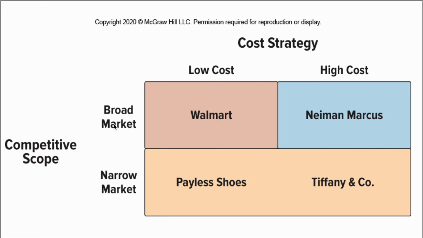When we're looking at multinational companies, by definition, they fall into the broad market category. You don't get to be a global company by focusing on a specific niche. On the other hand, regional companies or companies that just focus on one type of product would fall into the narrow market category.